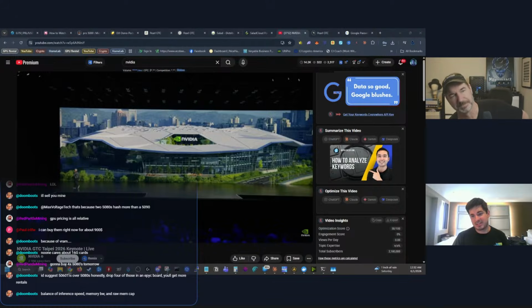Doombot likes the 5060 Ti 16 gig over the 5080. I don't think they're going to hold their value. I think they're barely holding their value as is. Nobody's buying them at $500. Like I said, look at the data.